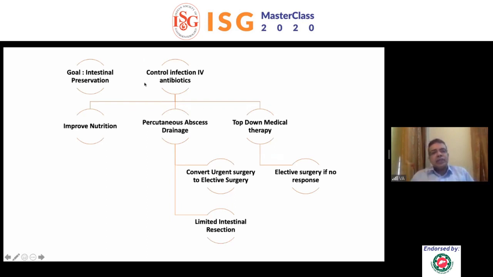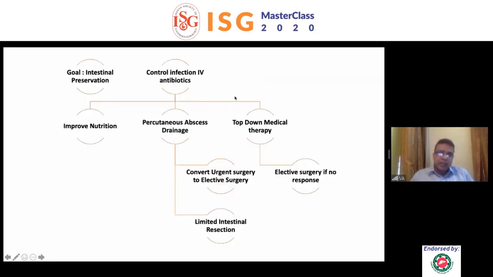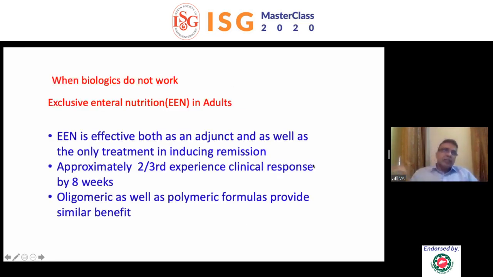First is treat the infection, control infection with IV antibiotics, improve nutrition. You have malabsorption, so you have to improve nutrition. Subsequently, go for percutaneous abscess drainage. Why percutaneous? Because you want to convert an urgent surgery to elective surgery. You want to preserve intestine. You have to have limited intestinal resection. The patient would have recurrent surgeries. Or if in case there is no abscess, you go for top-down medical therapy, and if it fails, then elective surgery. This is one setting again.